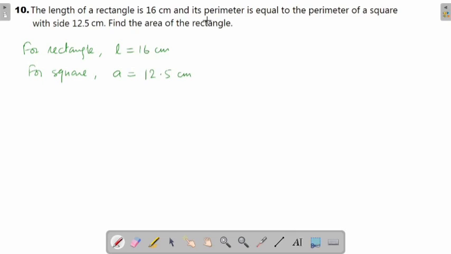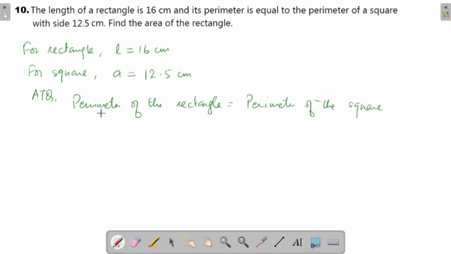Now it is given that its perimeter is equal to the perimeter of the square, right? That is, according to the question, the perimeter of the rectangle is equal to the perimeter of the square. That's all that is given. Now let's put the formulas. Perimeter formula for rectangle is 2 into L plus B, which equals the perimeter formula of square, 4a, right?